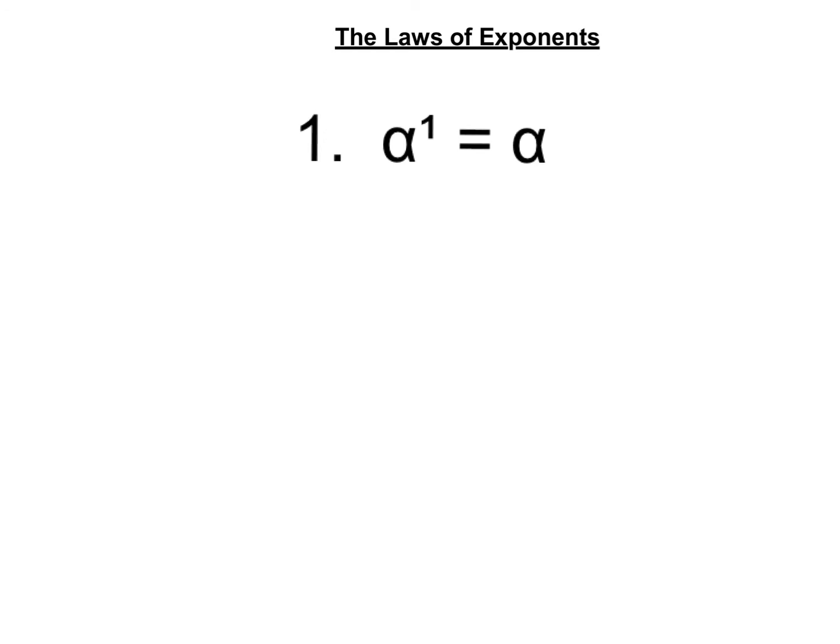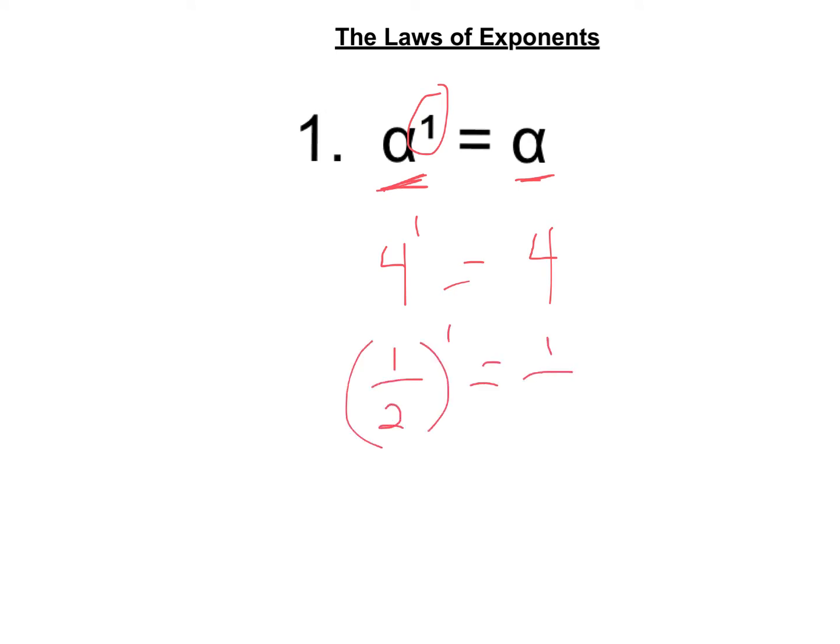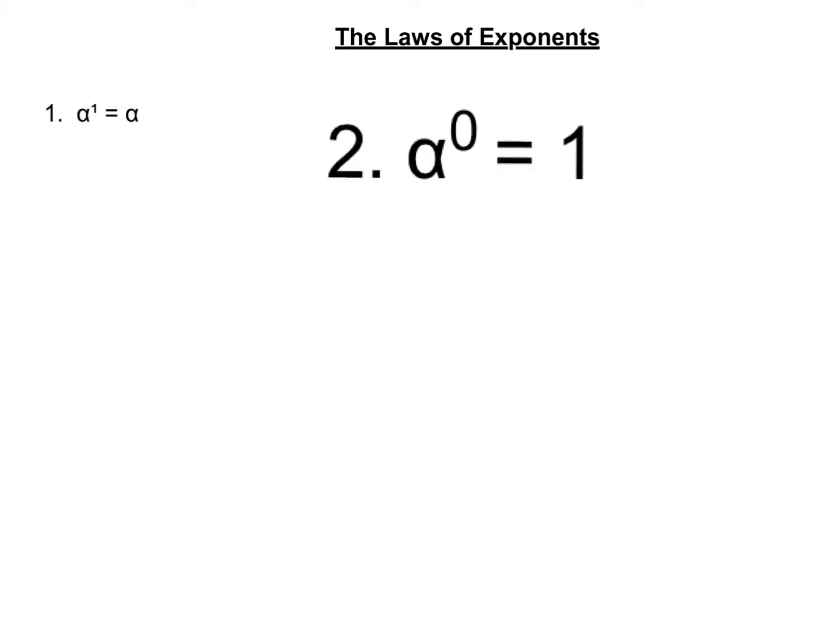Now, if we take common base a, and I raise it to the first power, then we wind up with the number itself. So, for instance, 4 to the first would just be 4. If I had 1/2 to the first power, it would still be 1/2, and so on and so forth. If I had x to the first, it would just be x. Okay, pretty easy. Now this next one gets a little tricky. Any base raised to the 0th power is automatically 1.